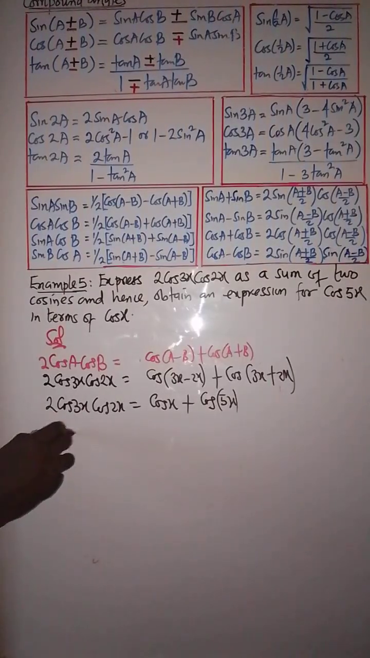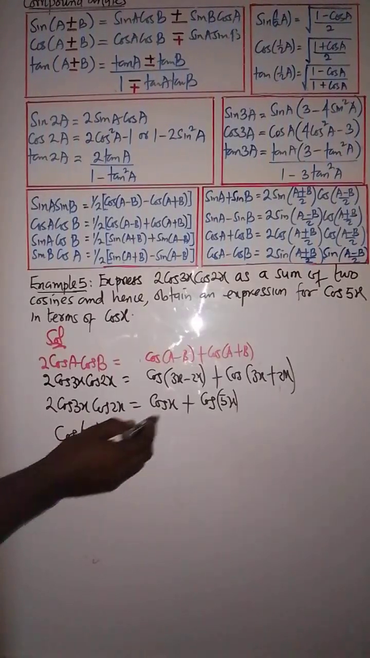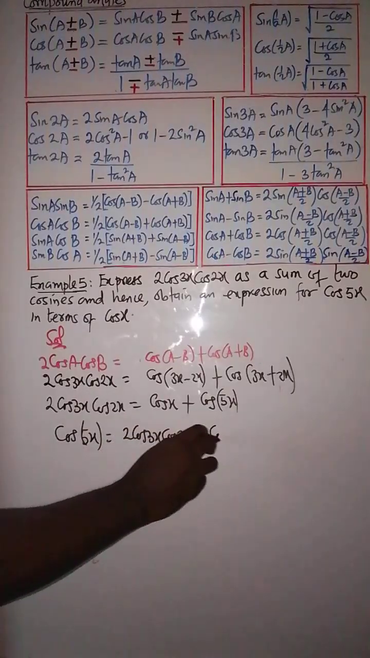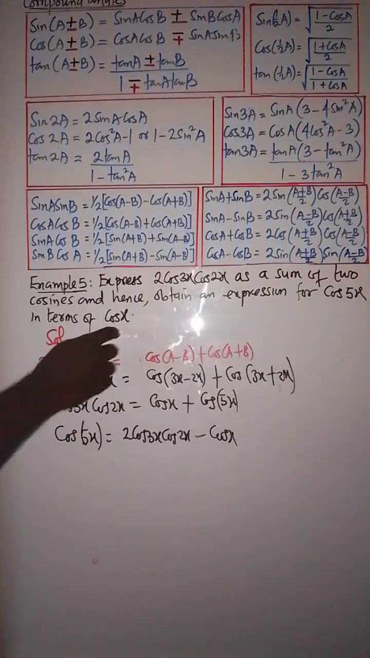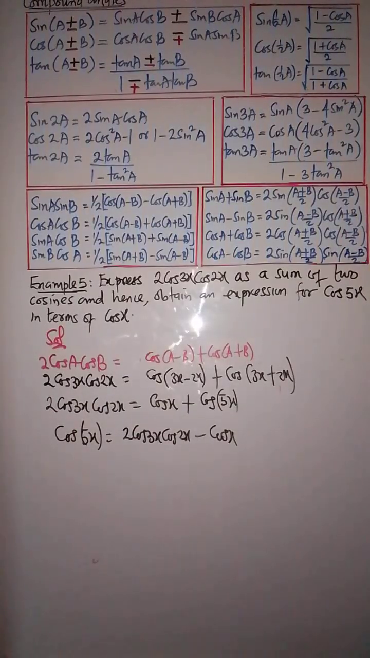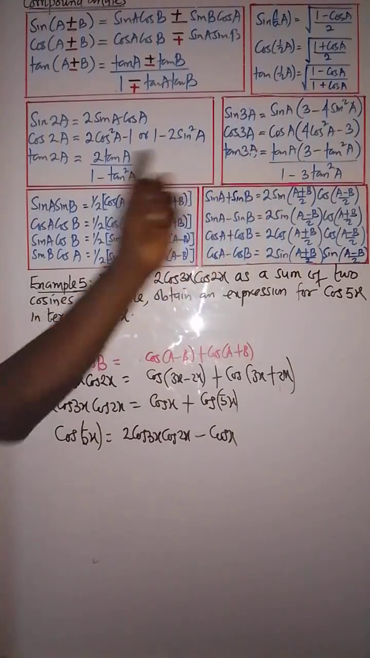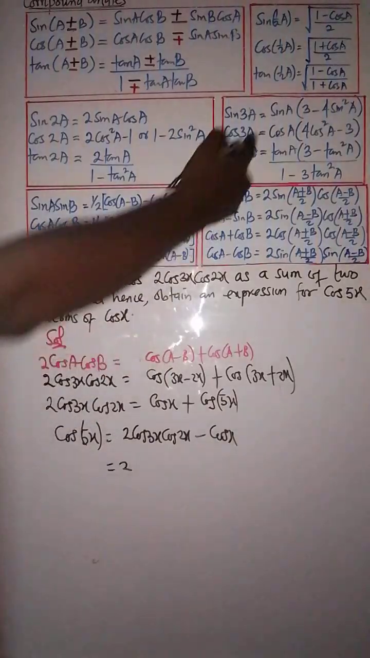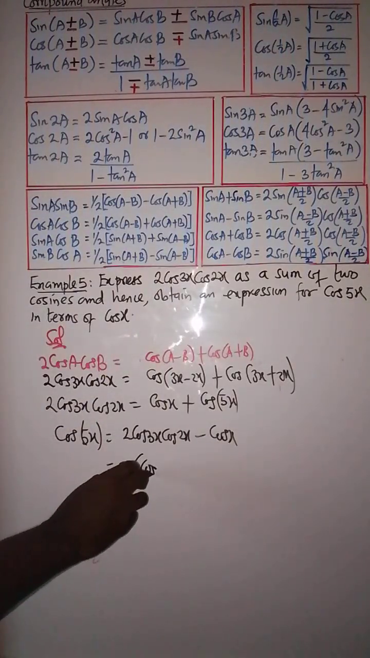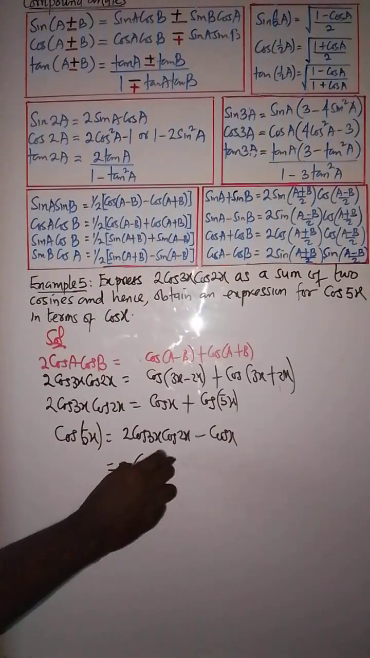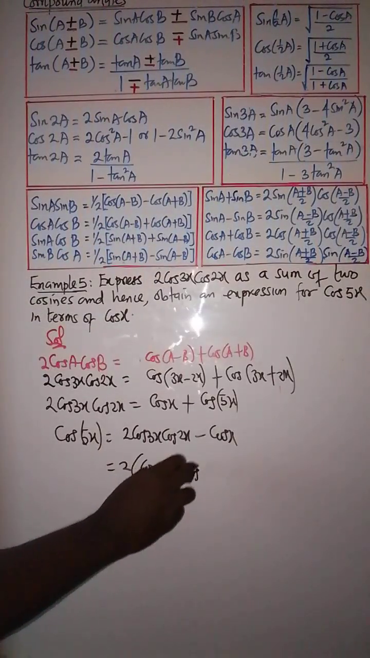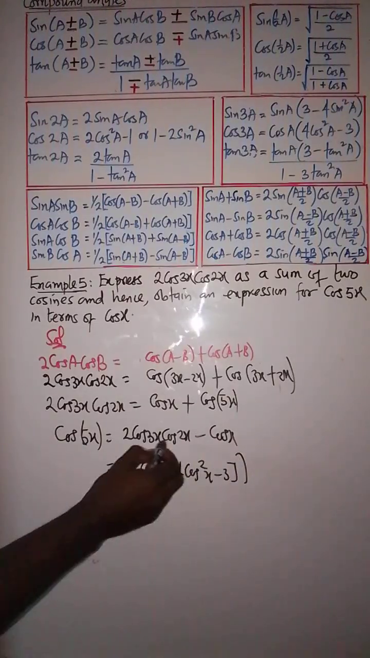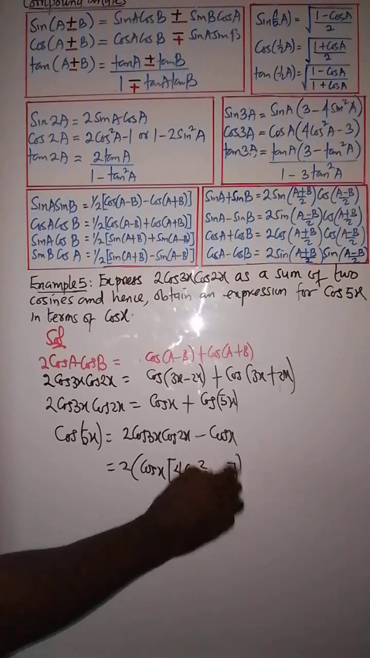So from here we can say cos 5x equals, bring this one to the side, 2 cos 3x cos 2x minus cos x. But that says in terms of cos x only. So we replace cos 3x and cos 2x with the identity for triple angle and double angle. So this becomes 2. What is cos 3x? That's it there. So that's cos x multiplying 4 cos square x minus 3. We'll close this for cos 3x. We still have cos 2x outside. What is now cos 2x?